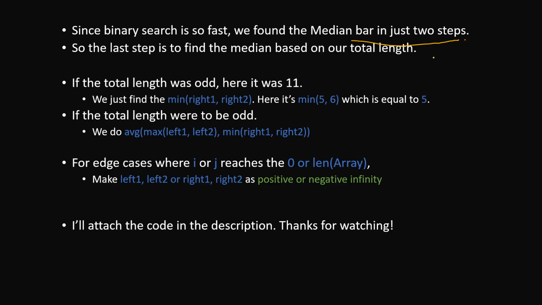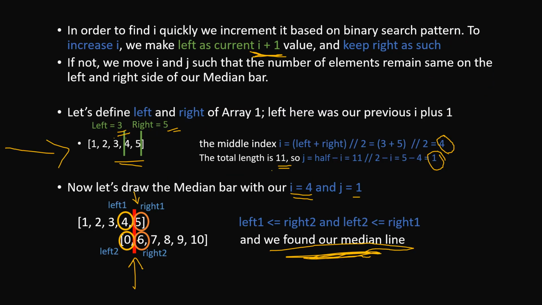And the last step is to find the median based on total length. Since the total length here was odd, here it was 11, we can find the minimum of right 1 and right 2. The minimum of right 1 and right 2 here is the minimum of 5 and 6, which is 5, which is correct. And if it were a different example, and the length were even, we need to find the average of the minimum of right 1 and right 2 and the maximum of left 1 and left 2, because if you make this comparison, you'll understand why.